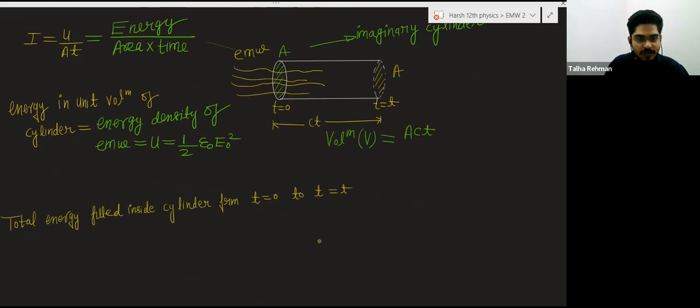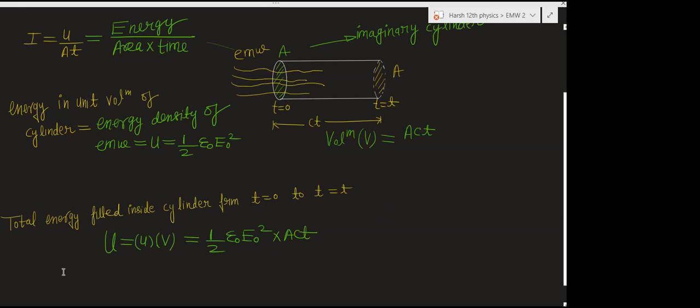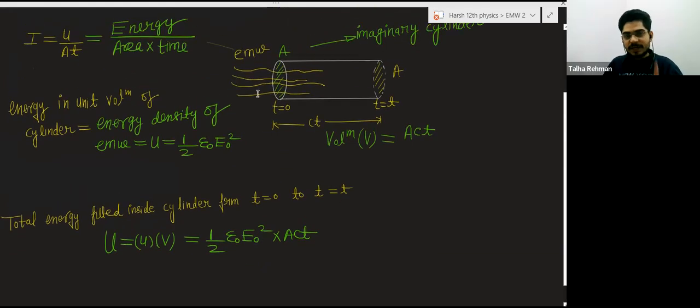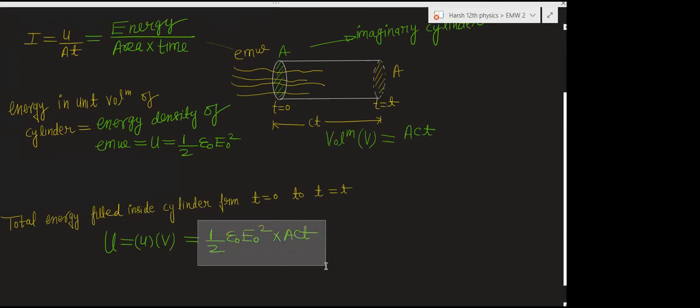So the total energy contained, capital U, is equal to small u into the volume. This is equal to half of epsilon naught into E naught square, and the volume is A c t. So this is the total energy filled in this cylinder in time t.